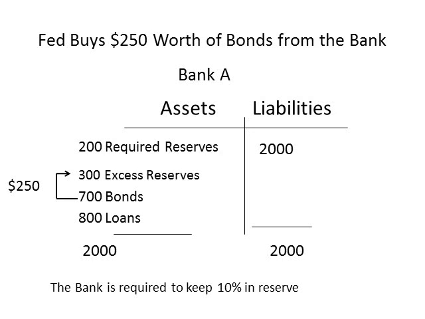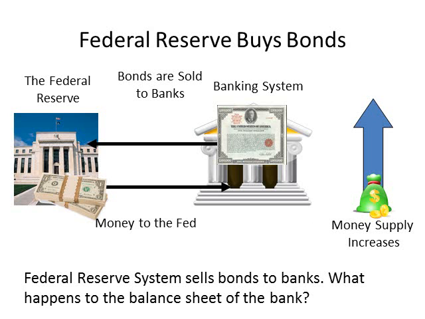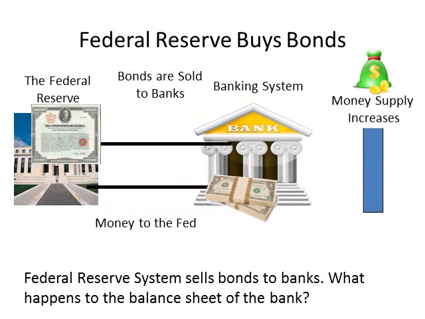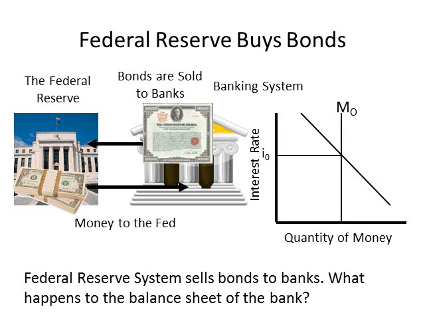Let's look at what's happening graphically. When the Federal Reserve buys bonds, it transfers money to the banks. The banks then have excess reserves and the money supply increases. Let's see what happens to the money supply curve when the Federal Reserve buys bonds from the banking system.